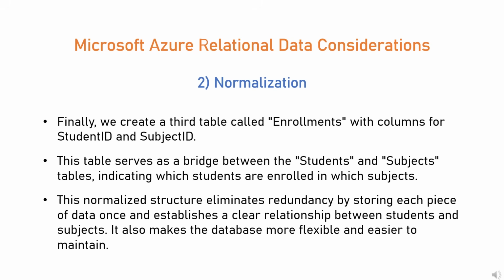Finally, we create a third table called enrollments with columns for student ID and subject ID. This table serves as a bridge between the students and subjects tables, indicating which students are enrolled in which subjects. This normalized structure eliminates redundancy by storing each piece of data once and establishes a clear relationship between students and subjects. It also makes the database more flexible and easier to maintain.